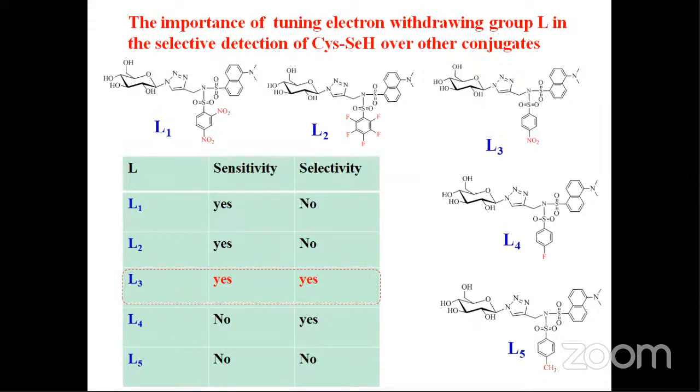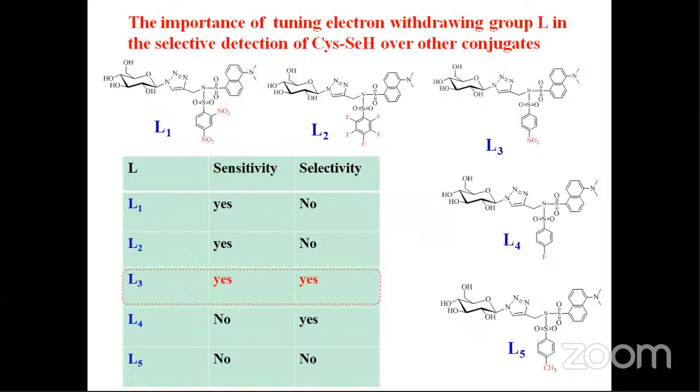But come to the L4, again the monofluoro compound. Here the selectivity is there because it is selective towards the selenocysteine, but the sensitivity is very less. Sensitivity means the substitution reaction is very slow, because the electron withdrawing capacity of fluorine is less as compared to the nitro group.